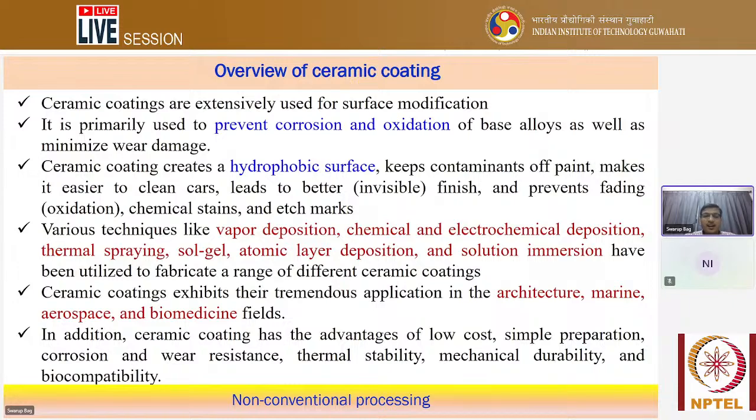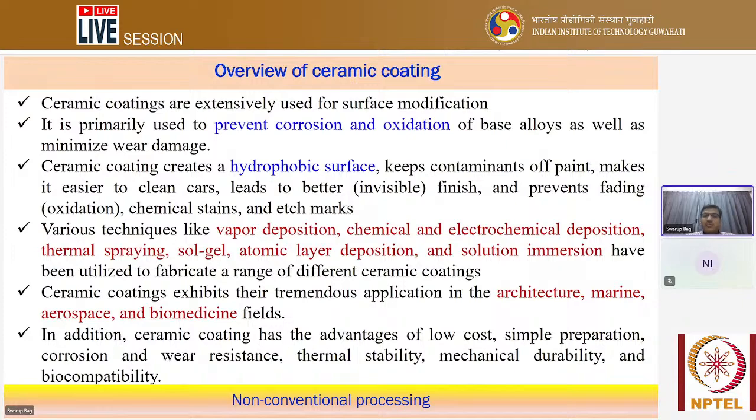Now, from another point of view, ceramic coating has huge applications in architecture, marine, aerospace, and the biomedical field. There we can find huge applications of ceramic coatings. Apart from this, the cost of ceramic coating is usually low. The cost of this material is low, and the preparation process is very simple, as we have already explained, the slip casting process or tape casting process.